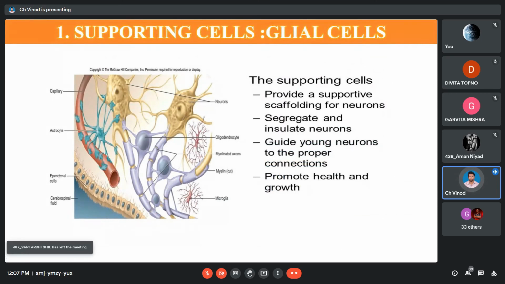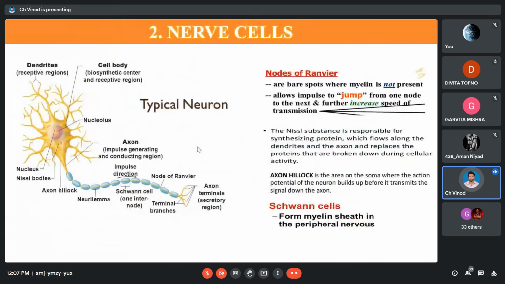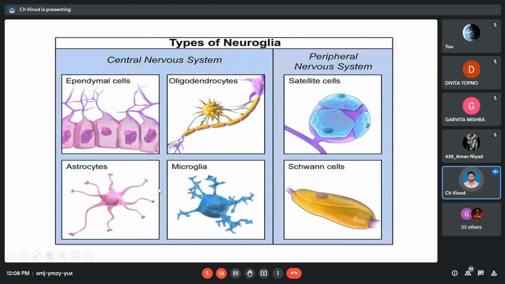Okay, that's about oligodendrocytes. But Schwann cells, on the other hand, are not like that. They will be able to make only one sheath, and they themselves sacrifice their entire body for making up this sheath. Okay, so this way, in both the peripheral and central nervous system, you have the insulation coming from oligodendrocytes and Schwann cells.